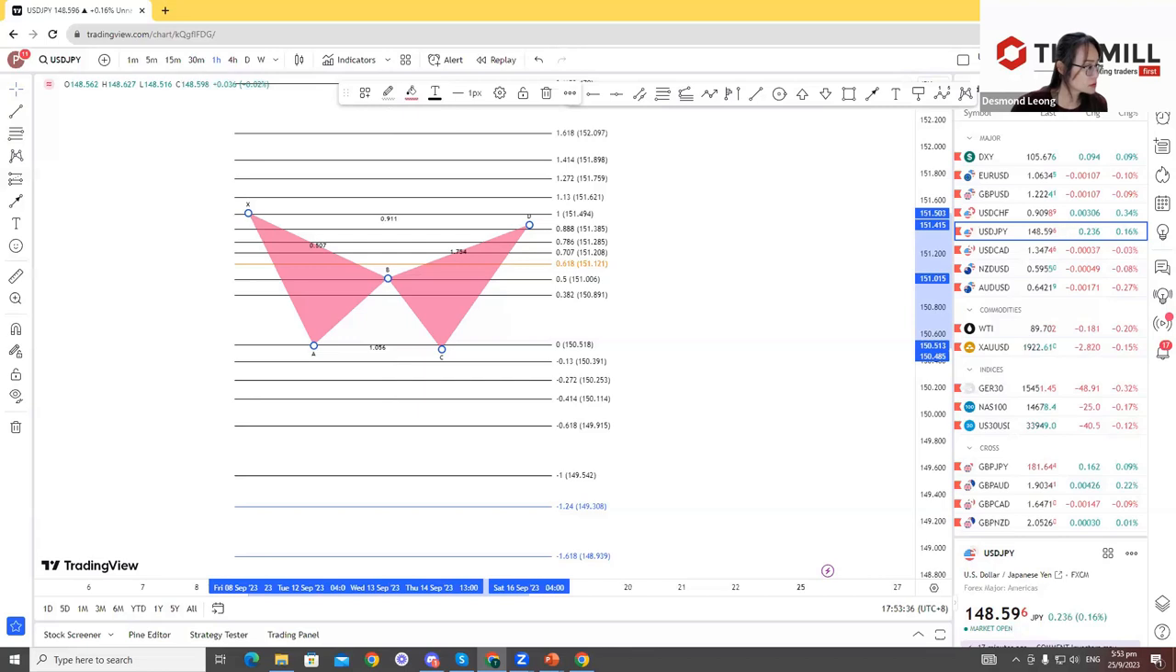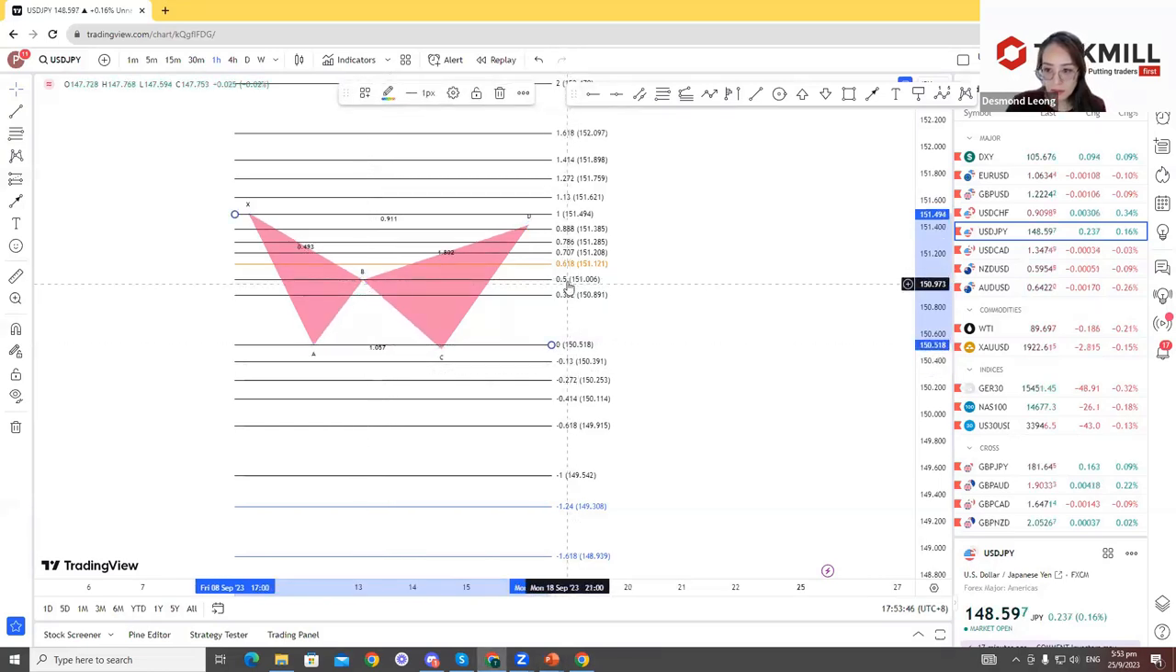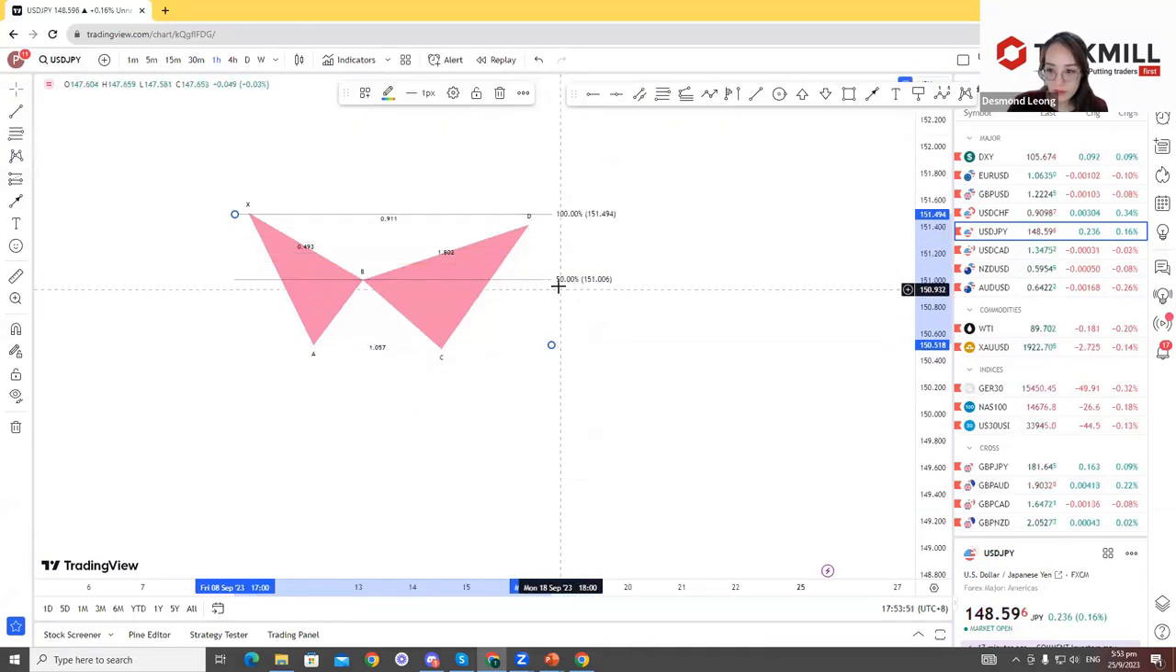Not this. Bat, 38.2 to 50%, which is here. In this case, we just say it's a 50% retrace. These are 50% of the B point. And the C point is a retrace between 38.2 and 88.6.